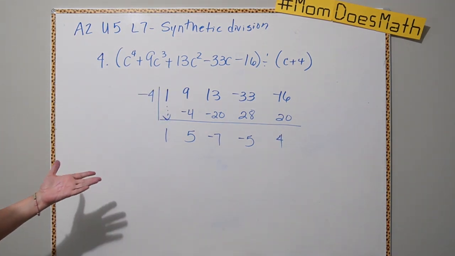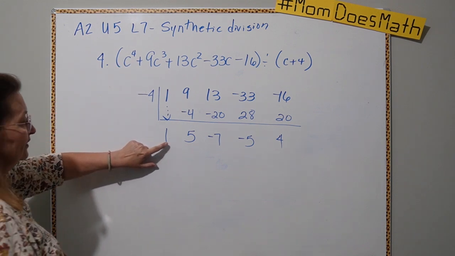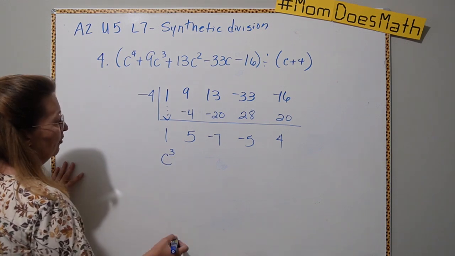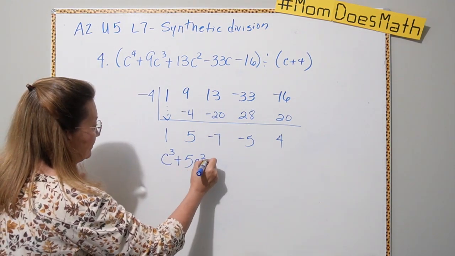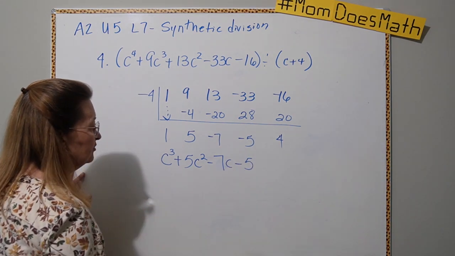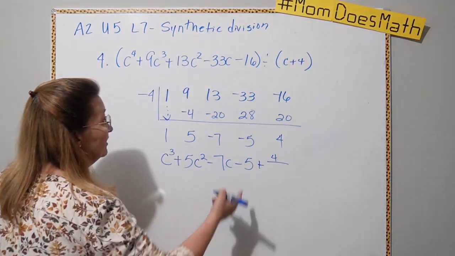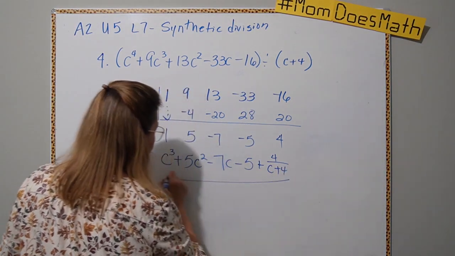Okay, let's convert. Look for your highest exponent, and I'm going to back it down 1, and this is my coefficient, so it's just going to be c to the 3rd power, plus, and then I'm just going to stair-step it down, 5c to the 2nd, minus 7c, minus 5 is my constant, so that means that 4 is my remainder, and that goes over my divisor, c plus 4.